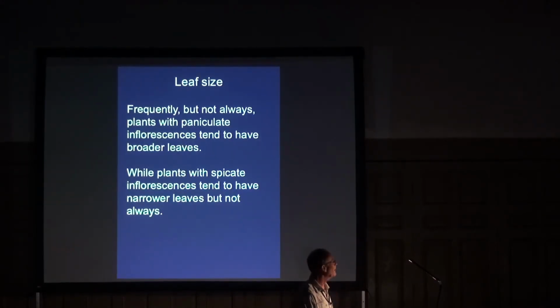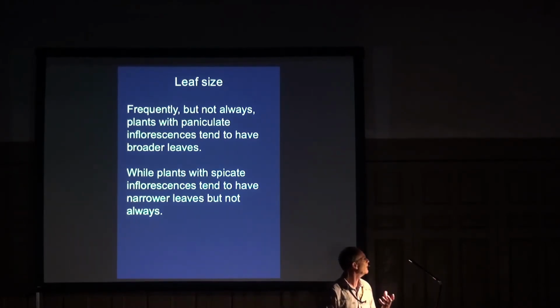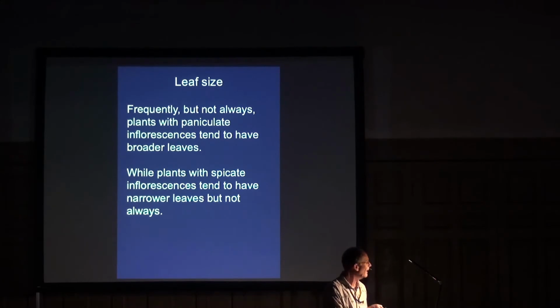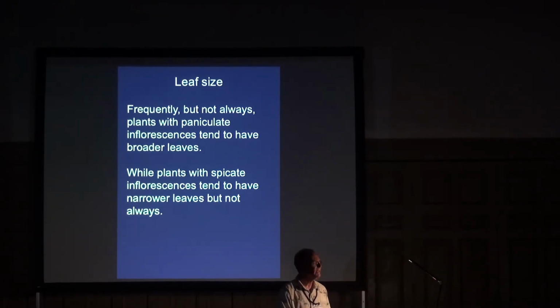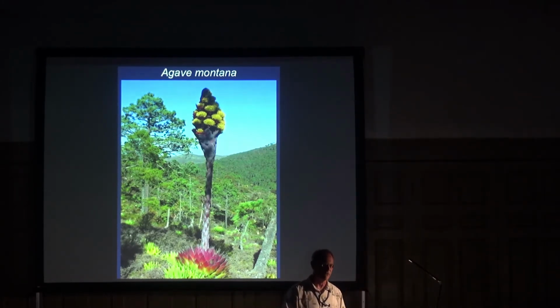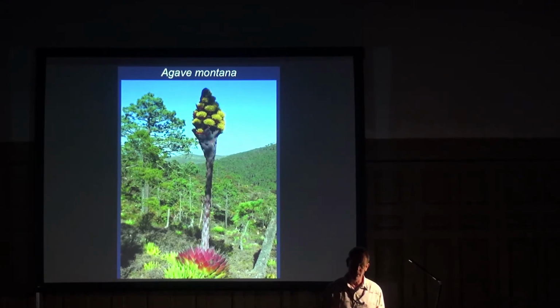So leaf size, we talked about that a little bit earlier. Frequently, but not always, the paniculate plants or paniculate inflorescence types tend to have broader leaves, but that's not always the case. And consequently, plants with the spicate inflorescences tend to have narrower leaves, but that's not always the case as well. So here we have Agave montana. It's got the big broad leaves on it, and you see that plant without the flowers. You see the big broad leaves. You say, oh, I bet that's a paniculate type. Well, you'd be right.